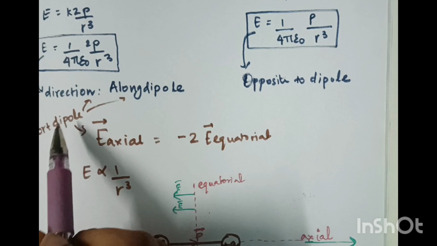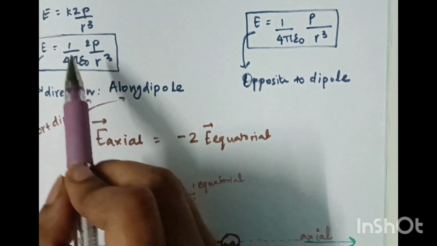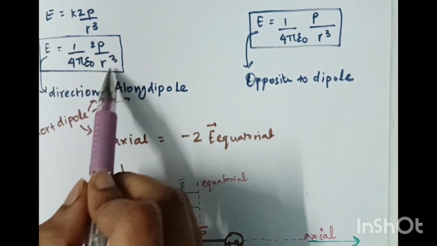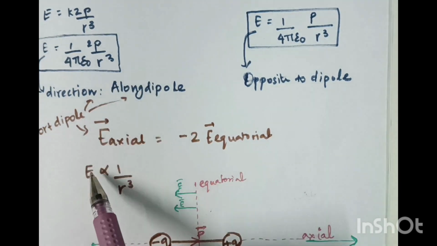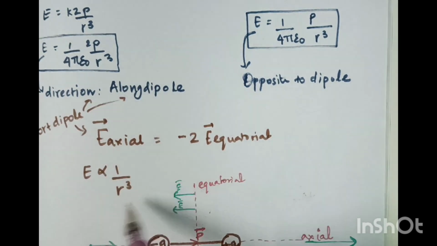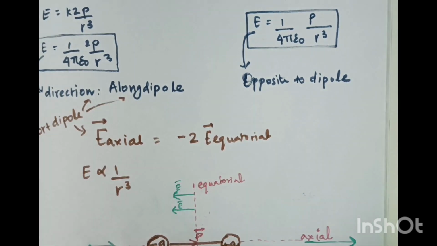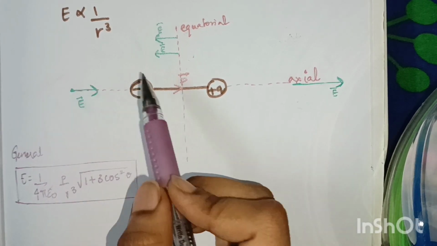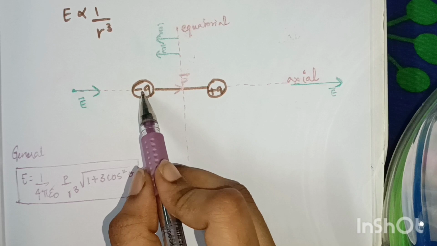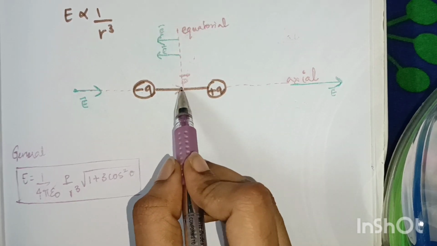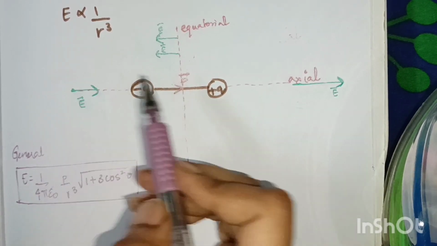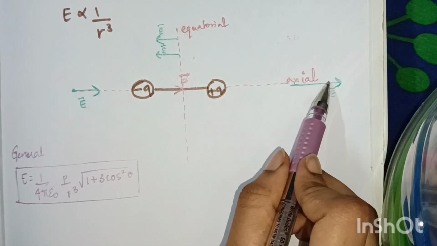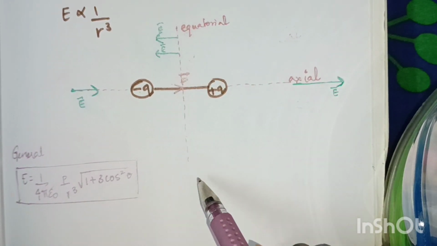Also one more thing, for a short dipole we can see E is inversely proportional to R cube. That also we should note. Now let us see about the direction. So this is our dipole, minus q, 2l, plus q. Its direction is towards the right like this. Now this line is the axial line and this line is the equatorial line.